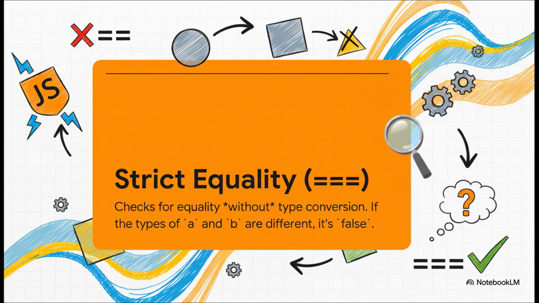Seriously, triple equals is your best friend when you want to write clean, predictable code. It basically asks two simple questions. One, are the values the same? And two, are the types the same? If the types are different, it doesn't even bother checking the value. It just says false. Game over. It's precise, it's reliable, and it saves you from all those quirky conversion bugs.